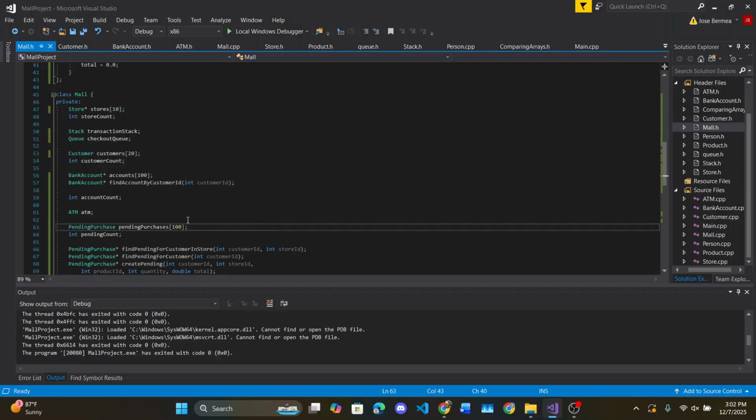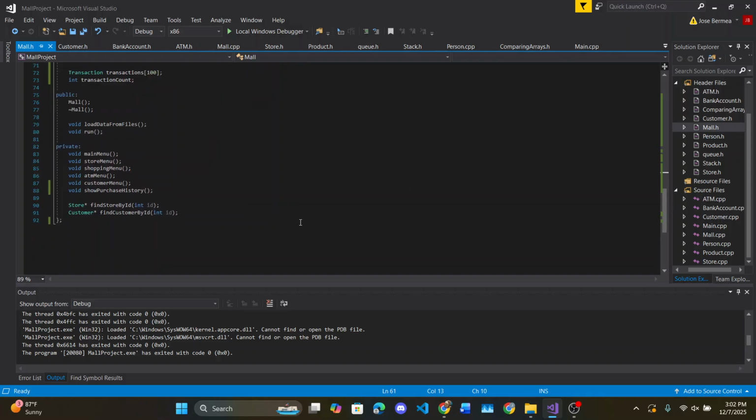We also have the pending purchases here, which is find pending for customer and store, find pending for customer, all that good stuff. And here we have the member functions and everything, constructor, destructor. Since we have a lot of pointers and everything, we have to clear up all the memory.